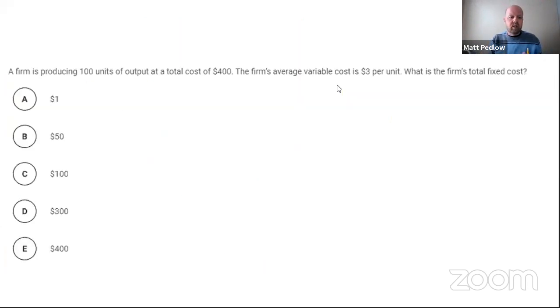So let's do another question real quick. A firm is producing 100 units of output at a total cost of $400. Their average variable cost is 3. What is the firm's fixed cost? All right, so they're going to make you do a little bit of math.